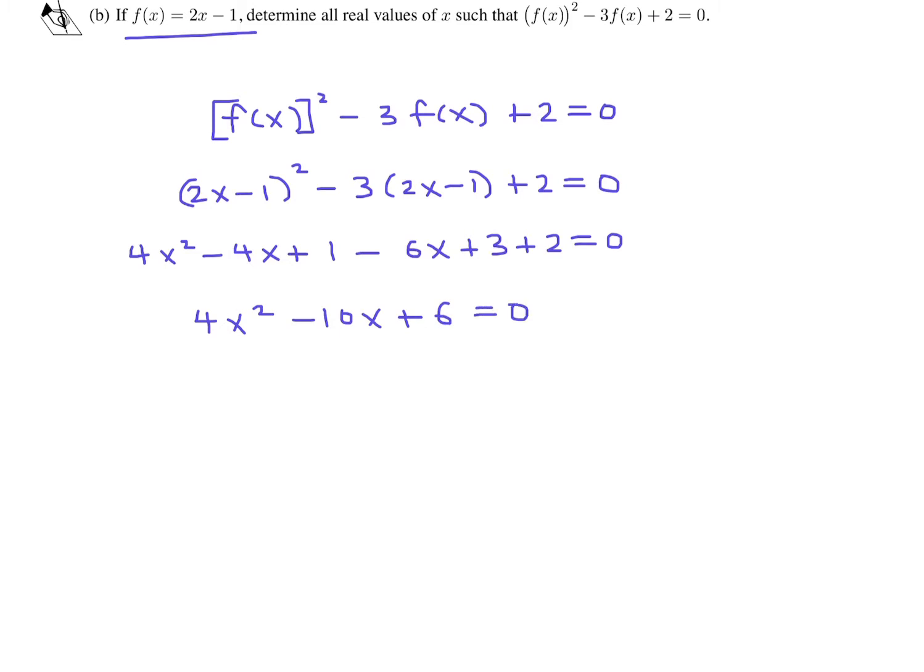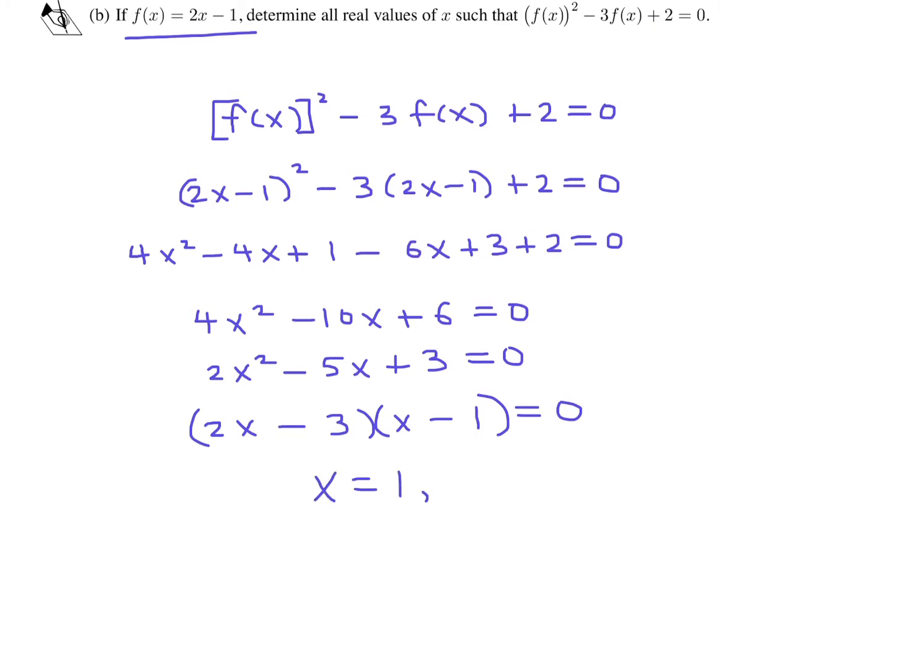Let's see here. We'll probably divide through by a 2. And that gives us 2x squared minus 5x plus 3. And I think this should factor, let's see here, 2x, x, 1 and 3. 3 here, 1 here, negative, negative. I think so. So that means x is 1 or 3 over 2. And that's it. That's what they wanted you to figure out.